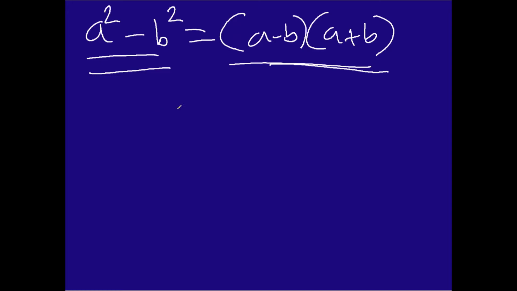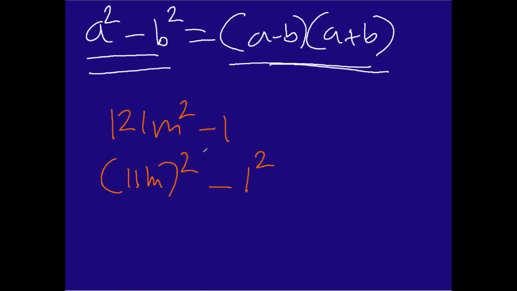Let me give you an example to make this a little bit clearer. Let's say we have 121 m squared minus 1. Obviously you can see that the 1 is not squared, but we can put the 1 squared here just to complete it, though that's not necessary. You square the term. That's why we're looking for a difference of squares here. The square root of 121 m squared is going to be 11 m, and I still have my 1 squared, nothing changes there.